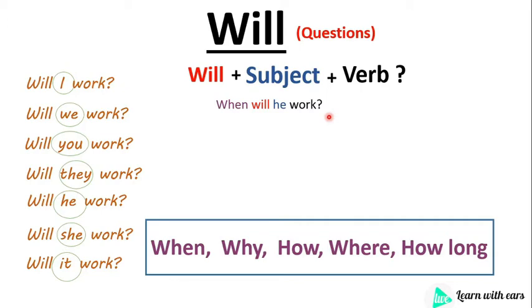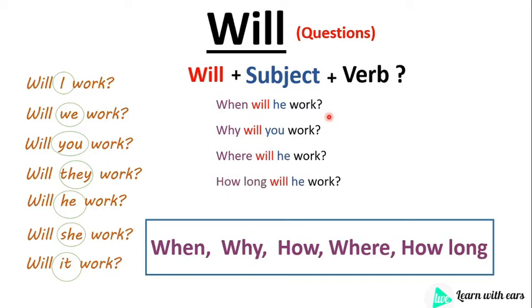When will he work? Next, why will you work? Where will he work? How long will he work? And how will they work? Okay, so if we want to ask questions in future simple tense, simply we can use will first, then subject, after that verb. And at the end we put a question mark. For example, will I work? Will we work? Will you work, etc., right? But if we want to know more, we can use these question words. For example, when will he work?